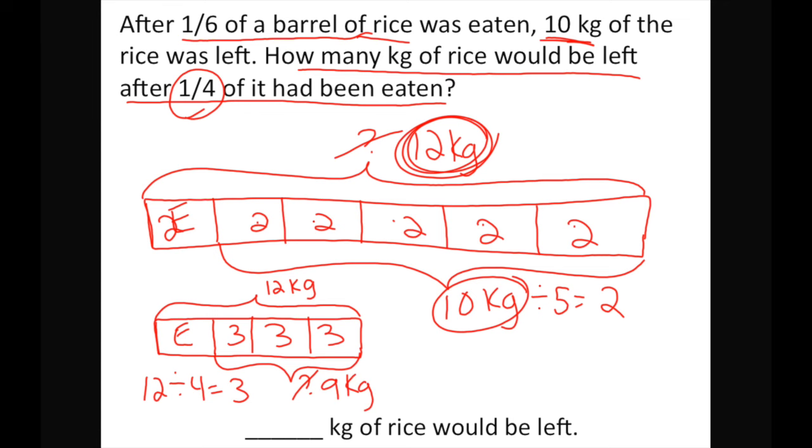Or you could have done the fraction method, which is 3/4 times 12, where you would have cross-canceled and multiplied to have gotten the same exact answer. So 9 kilograms of rice would be left.